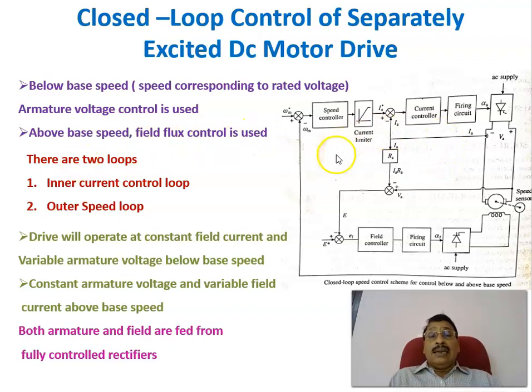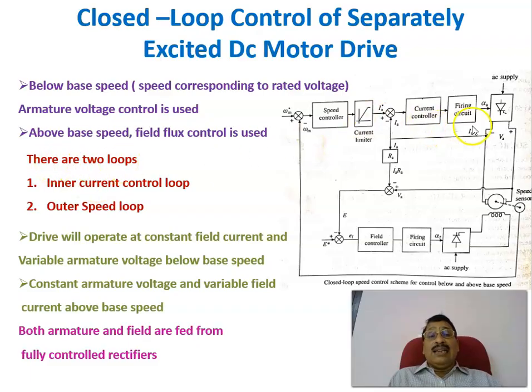And this is the control block diagram in which this is the separately excited DC motor. The armature is fed from a controlled rectifier and the field is fed from another controlled rectifier, and these can be either single phase or three phase based upon the rating of this motor. Now there are two loops here.